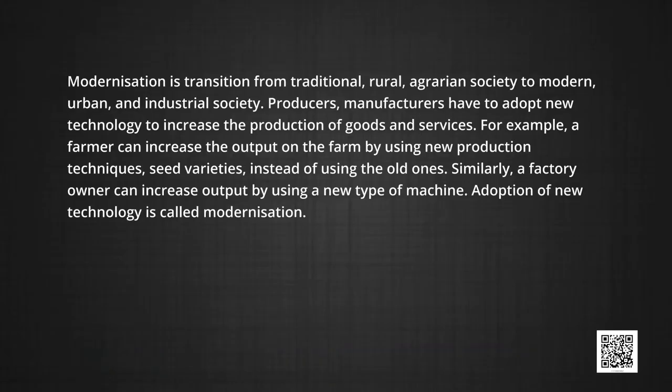Come to the point, modernization. Modernization is transition from traditional rural agrarian society to modern urban and industrial society. Producers and manufacturers have to adopt new technology to increase the production of goods and services. For example, a farmer can increase the output on the farm by using new production techniques and seed varieties, instead of using the old ones. Similarly, a factory owner can increase output by using a new type of machine. Adoption of new technology is called modernization.